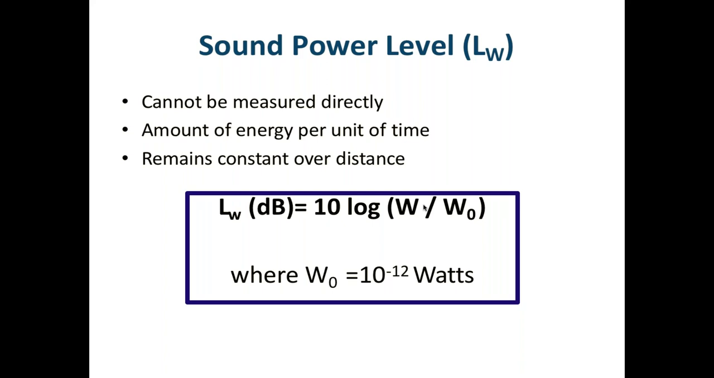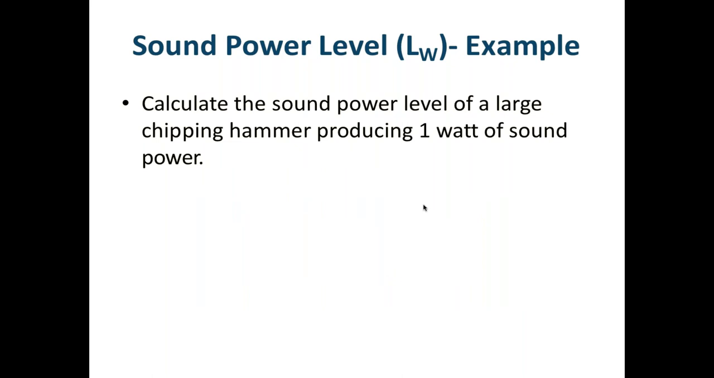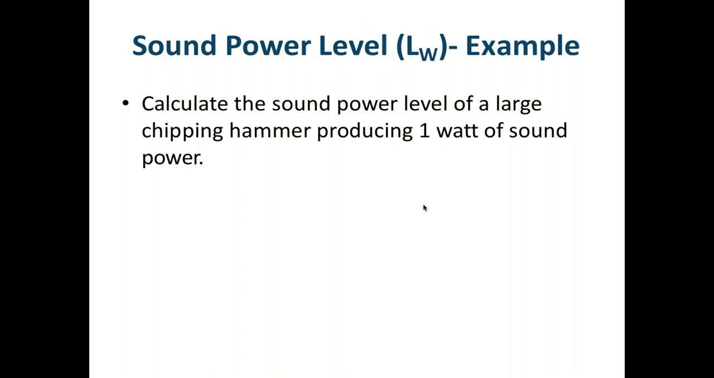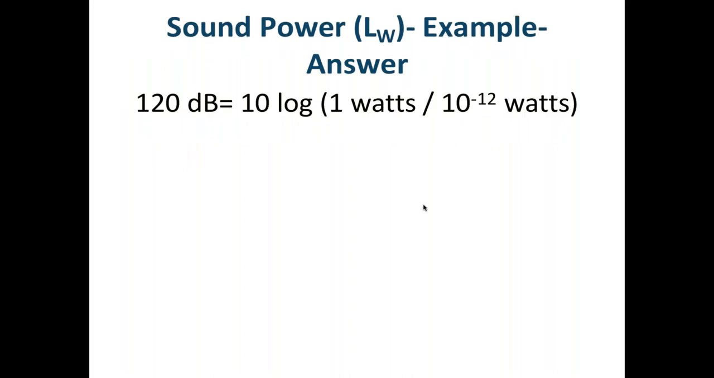Okay, so let's say that we have a device that's producing 1 watt of sound power. That's how much energy it's putting out. Calculate the sound power level of a large shipping hammer, 1 watt of sound power. In other words, tell me what 1 watt of sound power is represented in decibels. And we're going to calculate that here.